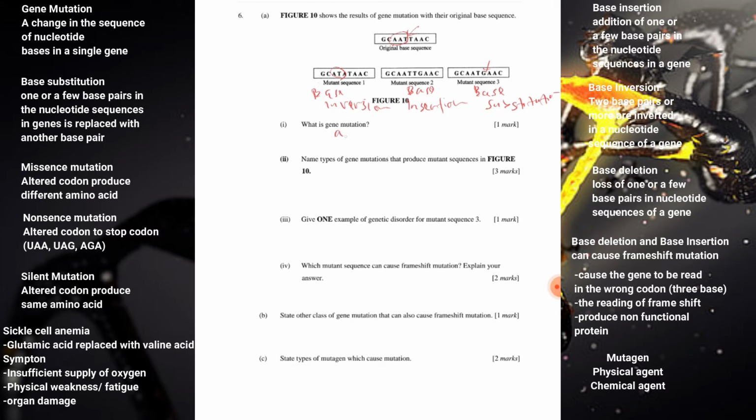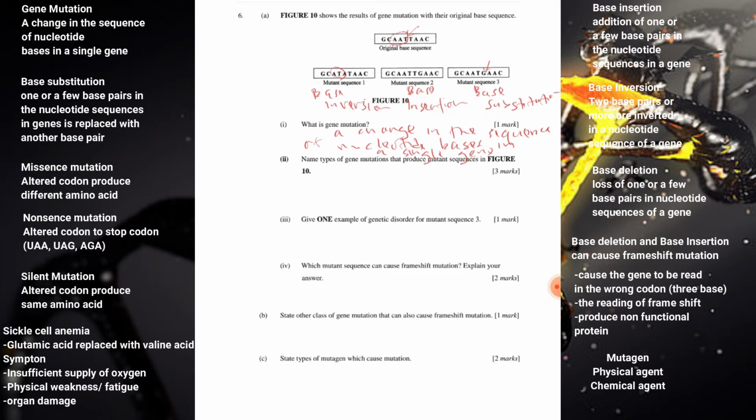So what is gene mutation? Gene mutation is a change in the sequence of nucleotide bases in a single gene.